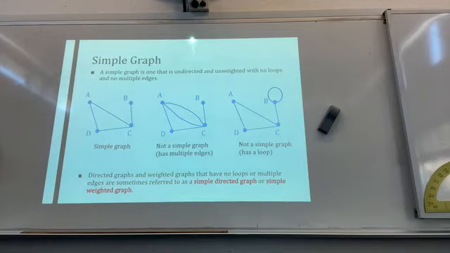You can see that the first one, A, B, C, D. Everyone, there's no multiple edges because there are no two vertices that's connected by multiple edges. All right? Whereas graph number 2 is not a simple graph because A to C, there are two edges. All right? And then the third one is not a simple graph because B has a loop.